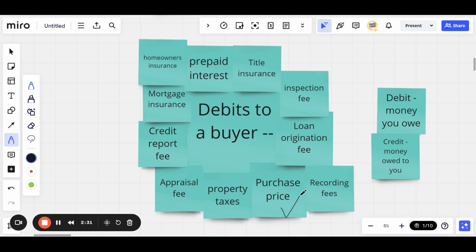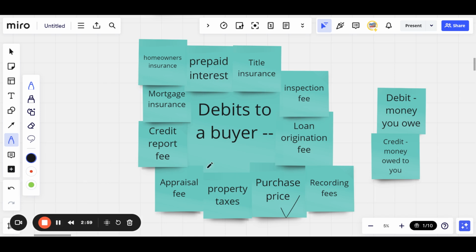Now, the purchase price is basically, if we were talking about debits and credits, the simplest closing would be debit the buyer the purchase price and credit the seller the purchase price. That literally would be the simplest closing known to man. But we don't live in the simplest world, so that's something that you'll likely never, ever see.